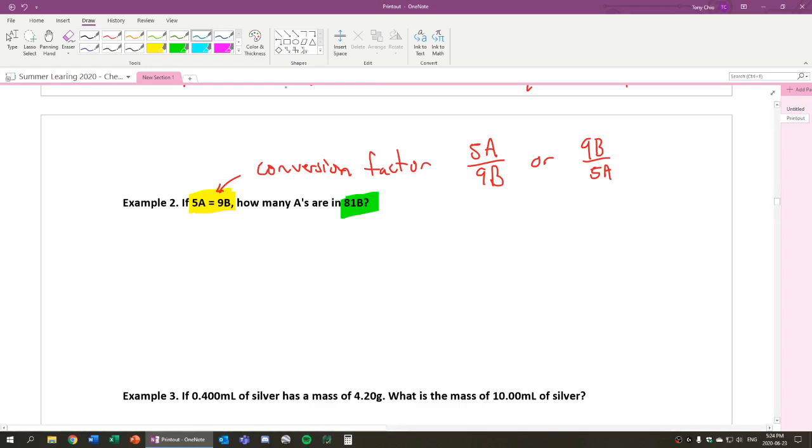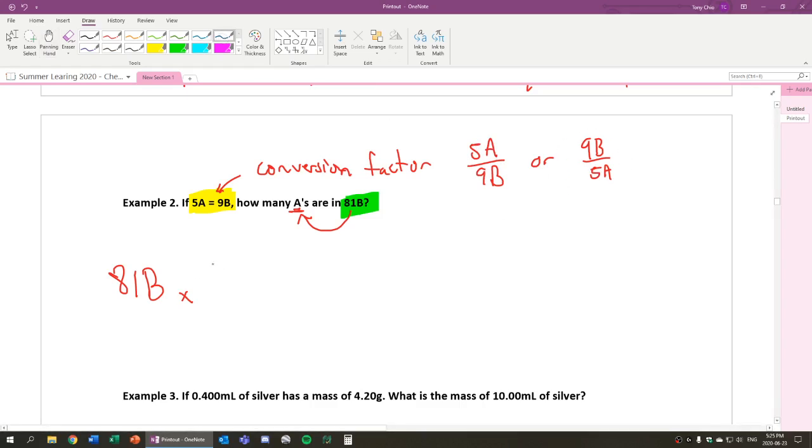Well, what is my final unit I want to convert to? I want to find how many a's there are. So I want to convert 81b into a's. So what do I have? Well, I have 81b. I start with that. And I multiply that by this fraction, one of these fractions in which the b's will cancel out. Do I use fraction number 1 or fraction number 2?